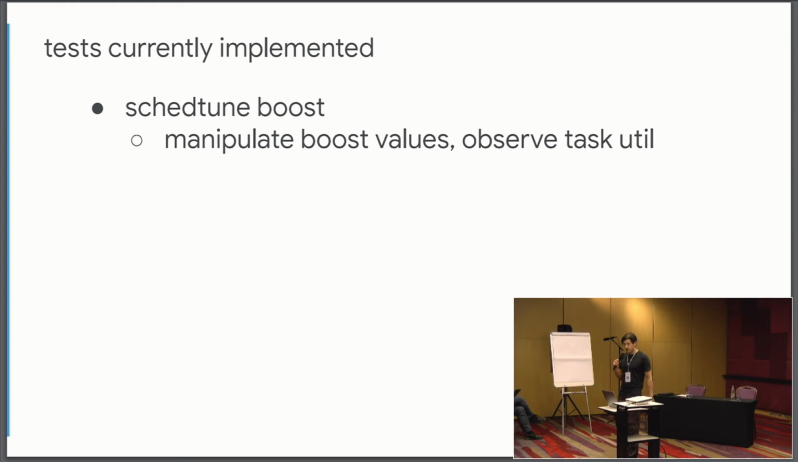For SchedTune, I have a test that plays with the boost values, and then we can look at the utilization. This relies on an out-of-tree trace point. I'm hoping that we can get that upstream. I think it's a pretty non-controversial trace point, but it basically makes sure that the task utilization is consistent with the boost manipulations that we're doing. And so this is a new test.